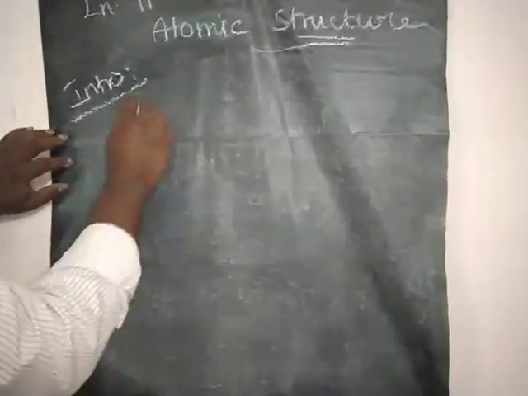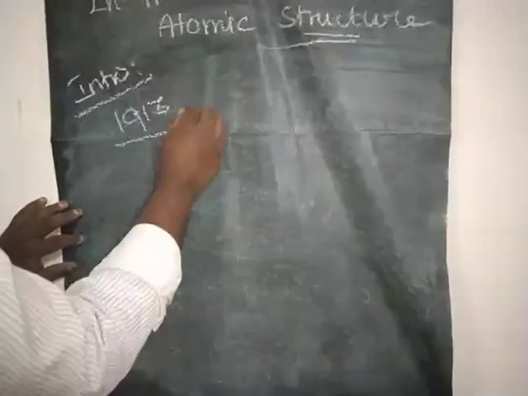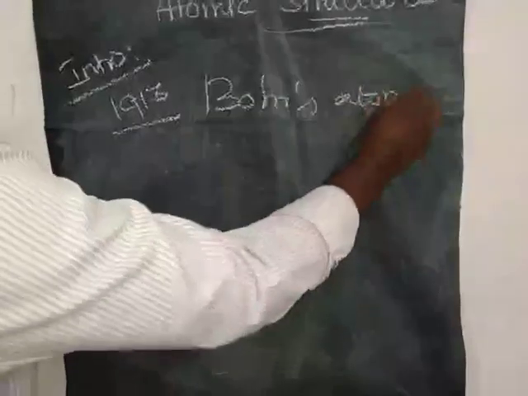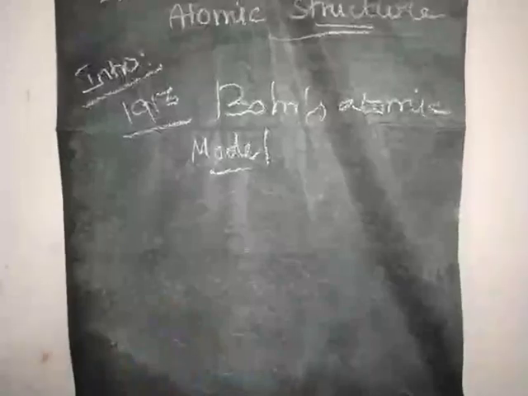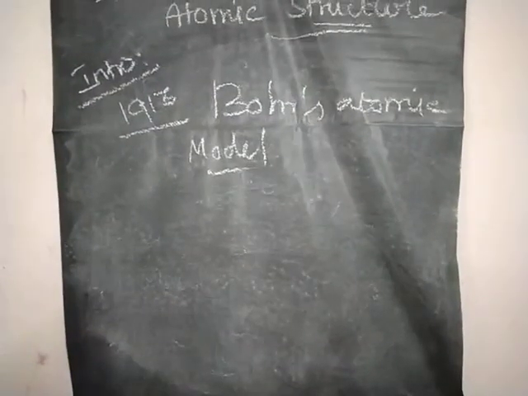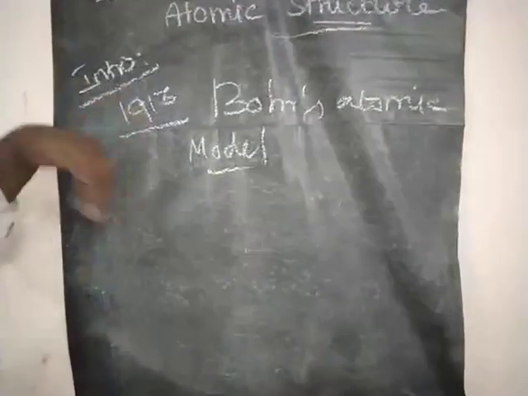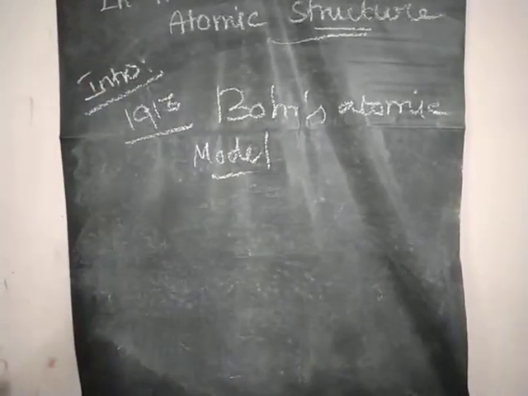To overcome this problem, another scientist, maybe Rutherford's student, in the year 1913, Niels Bohr, brought one new atom model to overcome the drawbacks present in the Rutherford atomic model.